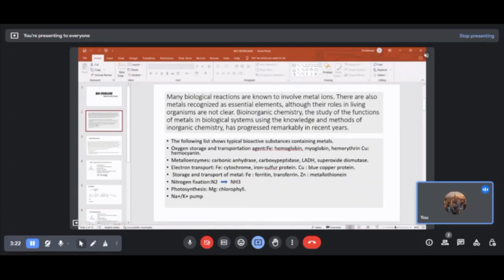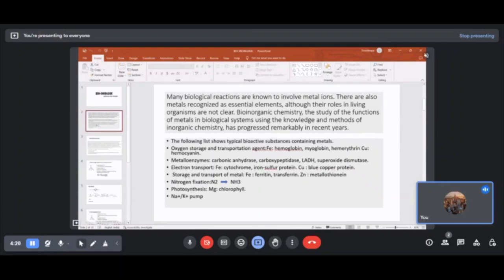For electron transport, cytochrome and iron-sulfur protein have iron as the metal ion, whereas blue copper protein, which has copper as its metal ion, helps in electron transfer during respiration or energy production in our human body, or rather in other living organisms. Cytochrome is a very well-known term. This cytochrome is present in mitochondria. Mitochondria is also called the energy house of the cell. So basically, these metalloproteins help in transportation of electrons to various parts of the human body.